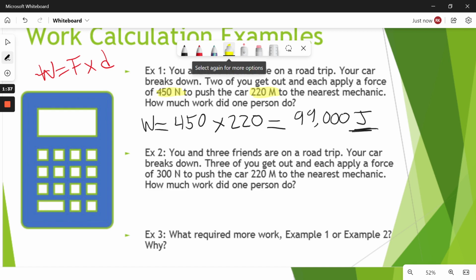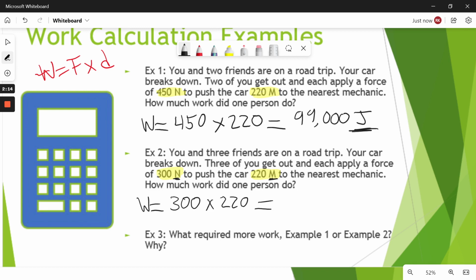You and 3 friends are on a road trip. Your car breaks down. 3 of you get out to each apply a force of 300 newtons to push the car 220 meters to the nearest mechanic. How much work did each person do? Well, again, we know work equals force times distance. My force number has newtons, so I know that's going to be 300 times my distance, which is 220. Again, I know that because it's meters.